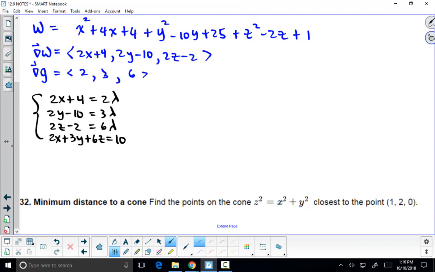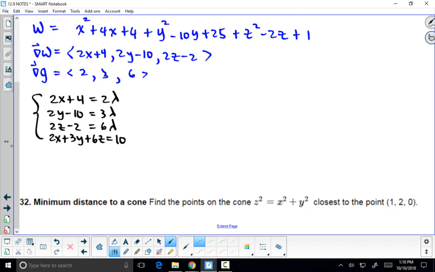And one thing that we notice is that this system is way easier than the last Lagrange system we saw. It's going to be very easy to solve for x in terms of lambda, y in terms of lambda, and z in terms of lambda, because x, y, and z all have just a first power. So it's way simpler than the other ones where we had squares and cubes and things.